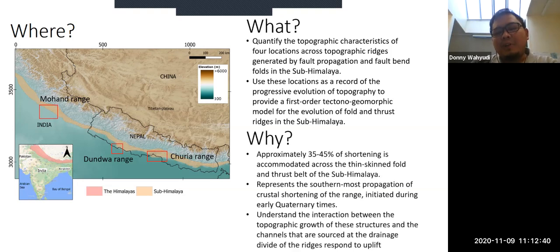Approximately, most of the shortening from the collision between the Indian plate and the Eurasian plate is accommodated within this part of the Himalaya. So it's in the sub-Himalaya. It represents the southernmost propagation of crustal shortening of the range initiated during early Quaternary times. And we're trying to understand the interaction between the topographic growth of these structures and how the channels that are sourced at the drainage divide of the ridges respond to uplift.